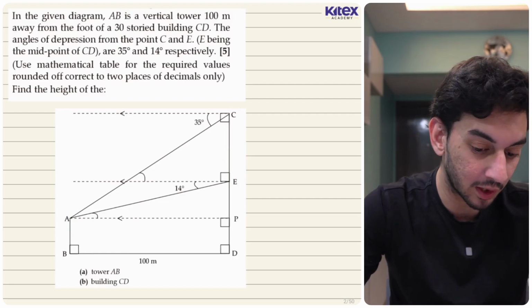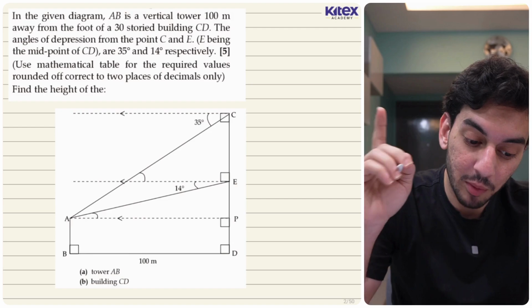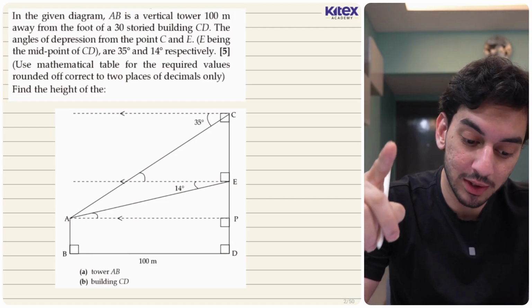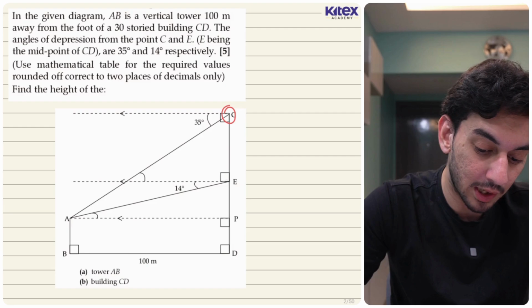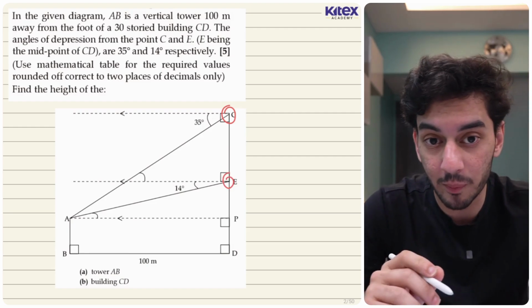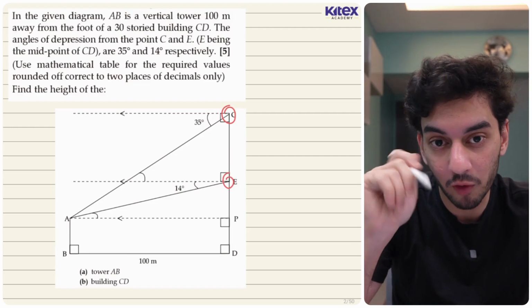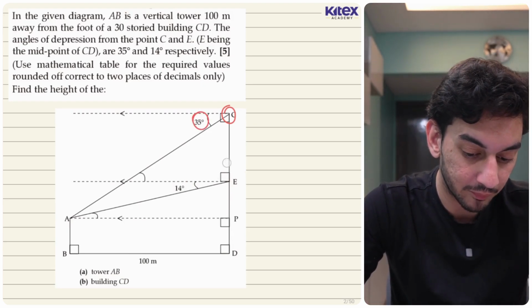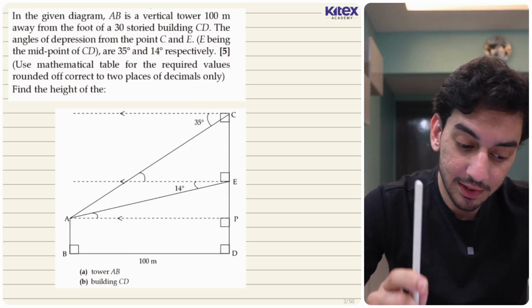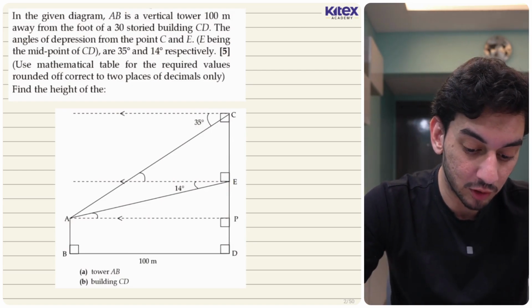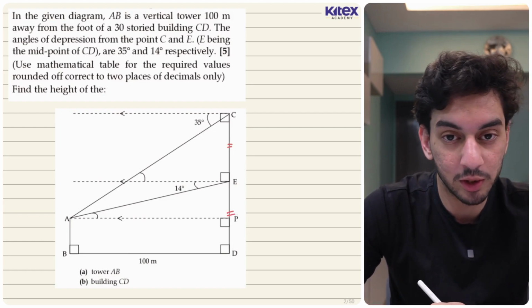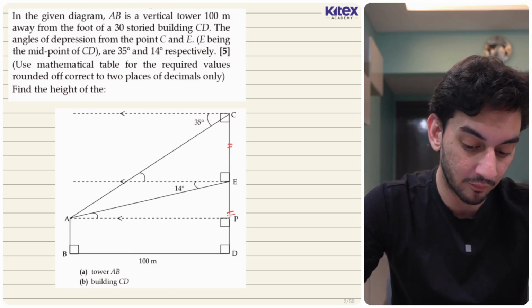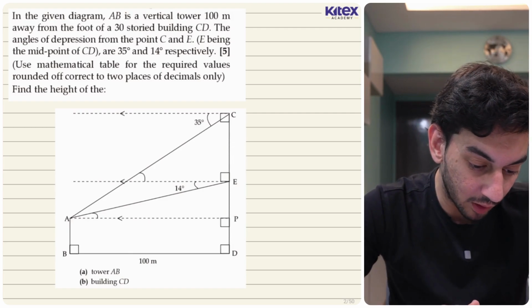Then it says the angles of depression from point C and E. Angle of depression is when you look down from a horizontal line. So it is 35 degree and 14 degree. And then it says E being the midpoint of CD, which means CE and ED, these two distances would be equal. Fair enough.